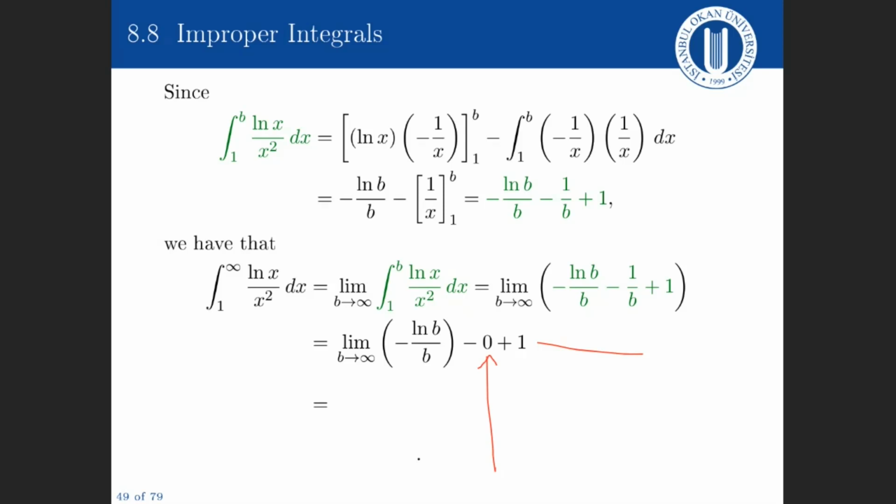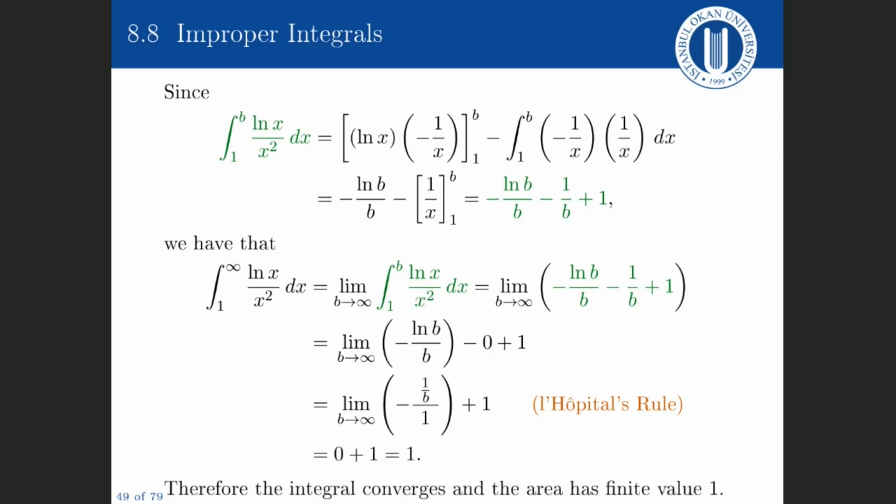But what about the first one? How do we do the limit of the natural logarithm of b divided by b? We use L'Hopital's rule. Differentiate the top, we get 1 over b, differentiate the bottom, we get 1. And then this limit we can see is also 0. So the answer to this question is the integral converges, so the area is finite, and the value of this area is equal to 1.